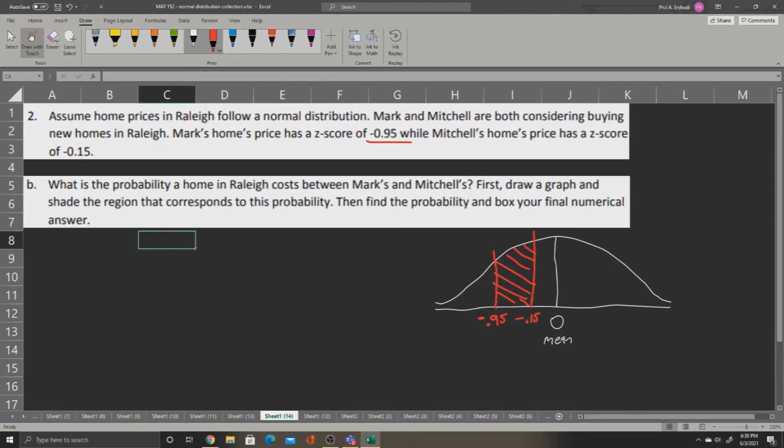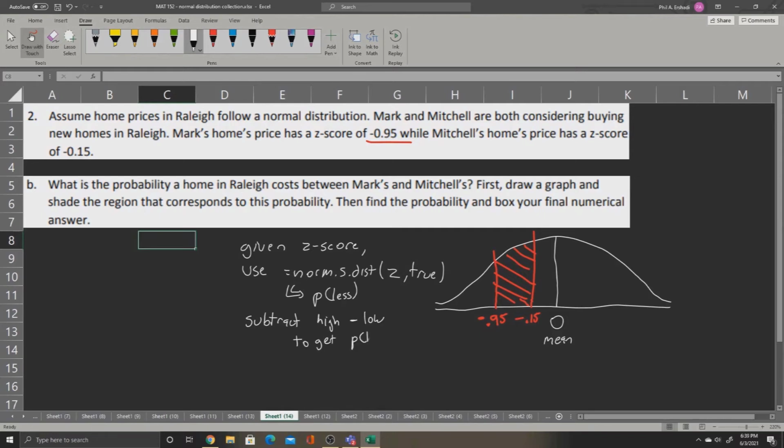Now, once again, we can use norm s-dist for z-score. And once again, inside of that function, we'll put z, comma, true. This will give us the probability of being less. What we want, though, is the probability of being between the two marks, so then we'll subtract our higher answer minus our lower answer. Now, let's enter our z-scores, negative 0.15 and negative 0.95.